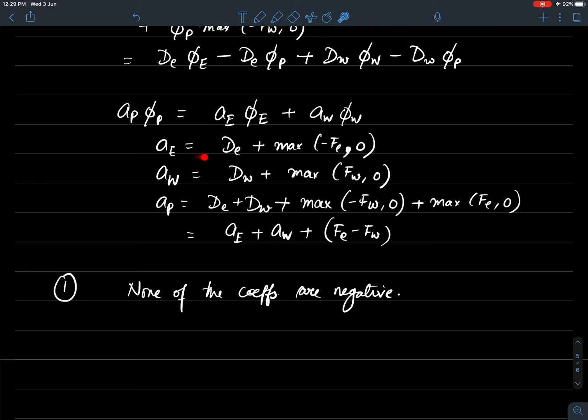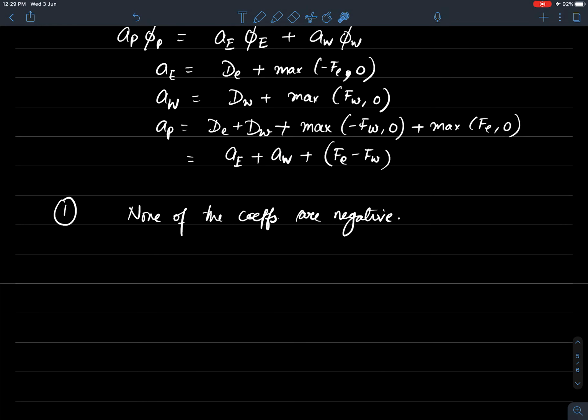And let me just say this very quickly. Why am I saying this? If you look at AE, it is DE, which is a positive number, maximum of minus FE comma 0. So the maximum will only give you either 0 or minus FE, so that has to be at least 0 or higher. So you'll have AE to be positive. AW again will be positive by the same logic. And same for AP, because AE and AW are positive. And ideally in a flow field where continuity is satisfied, FE will be equal to FW.